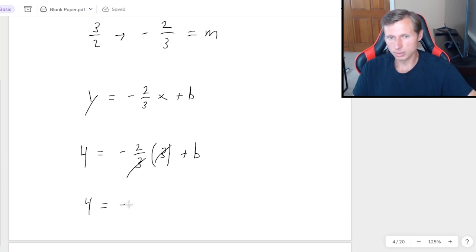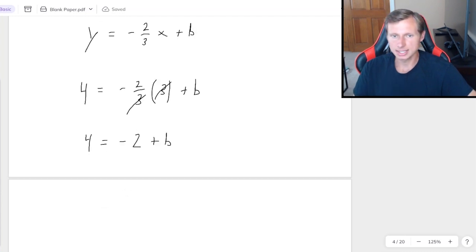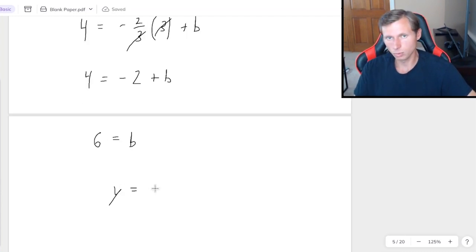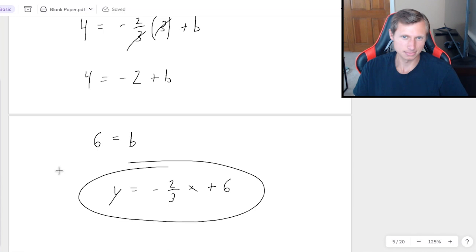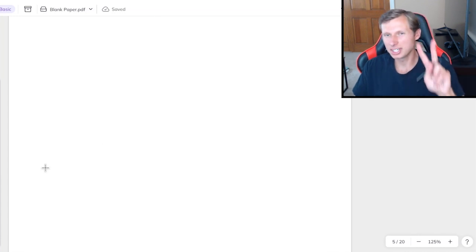So 4 equals negative 2 plus b. Add 2 to both sides. 6 equals b. So then my final answer would be y equals negative 2/3 x plus 6. And there we go. Now I just want to look at two more scenarios today.